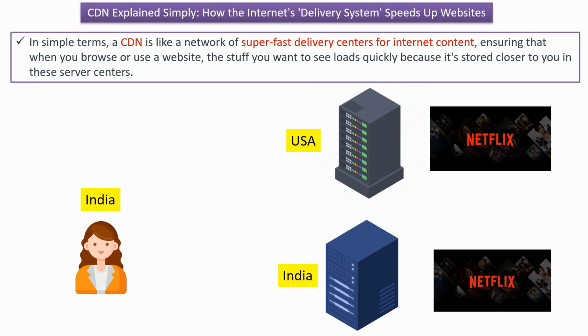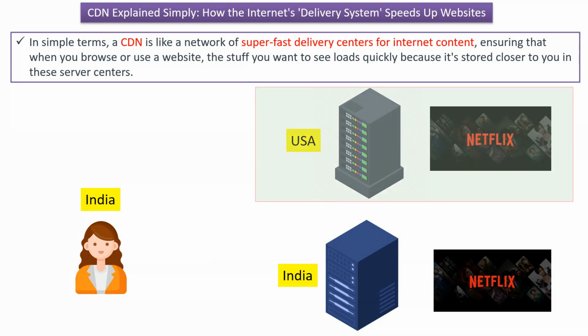In simple terms, CDN is like a network of super fast delivery centers for internet content, which ensures that when you browse or use a website, the stuff you want to see loads quickly because it is stored closer to you in these server centers.